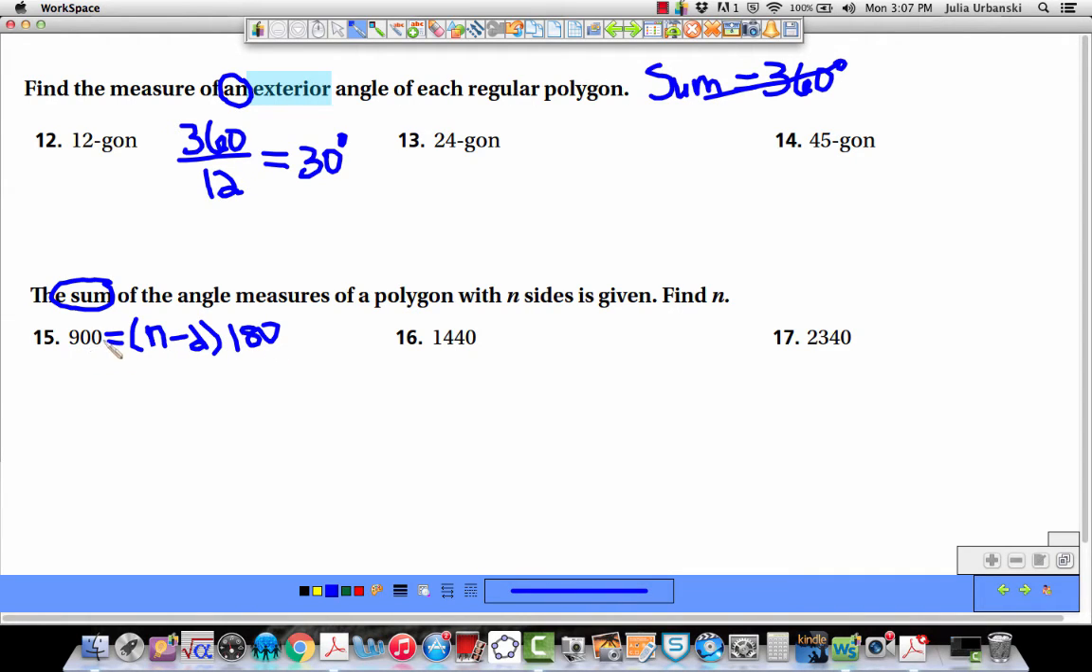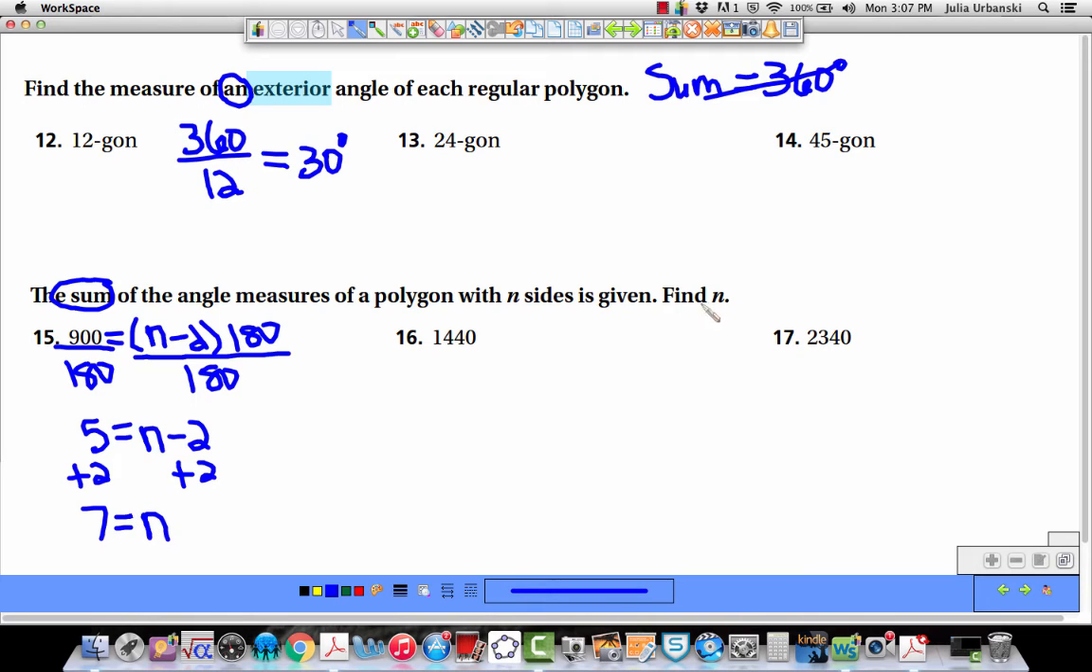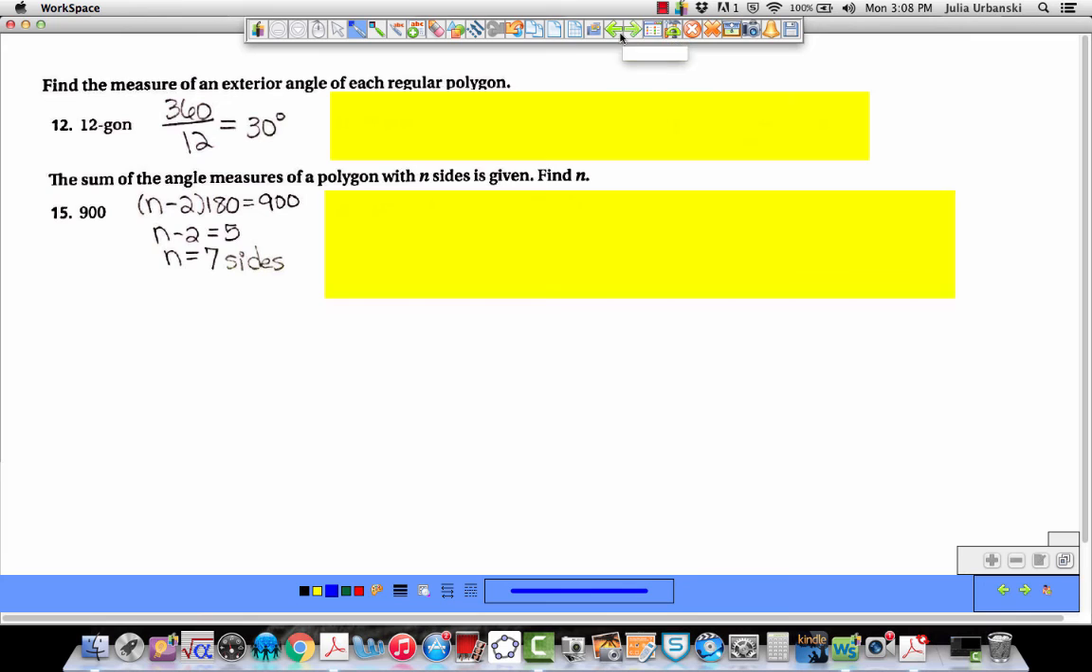So we have to figure out what n would have to be. We're trying to get n by itself, so you could distribute, but it's probably easiest to just divide. 900 divided by 180, and you get 5. 5 equals n minus 2. So now you still have to figure out what n is, so you add 2 to both sides, and you get 7 equals n. So this kind of polygon would have 7 sides. Okay, so you could figure that out by looking at your chart as well, but this one's not on your chart, so you would have to do the algebra to figure it out. Try number 18 on your own. It's a word problem.